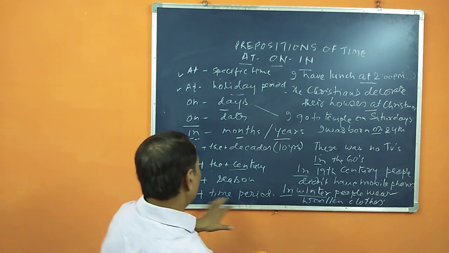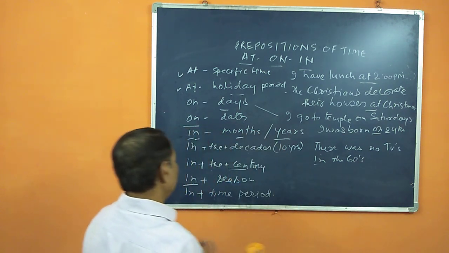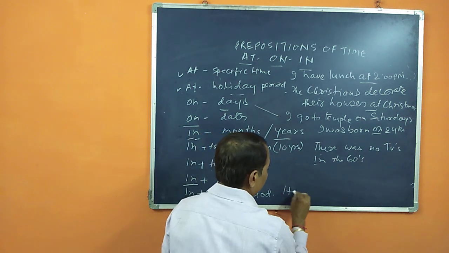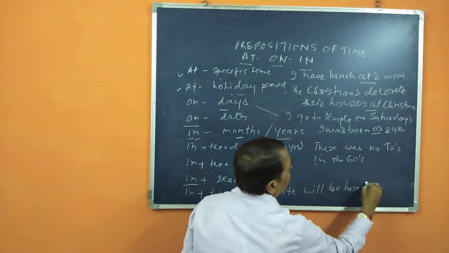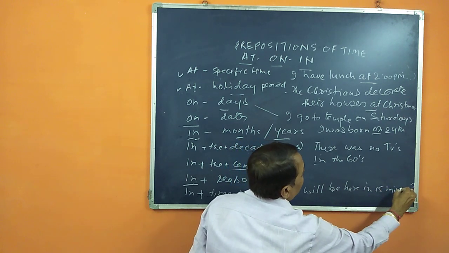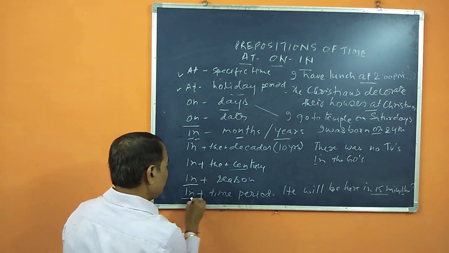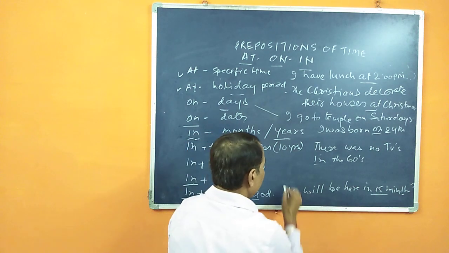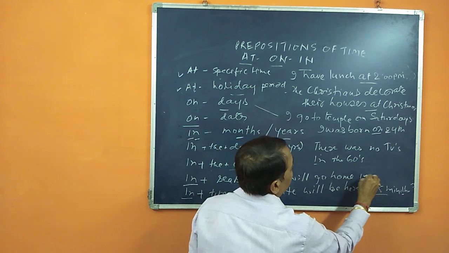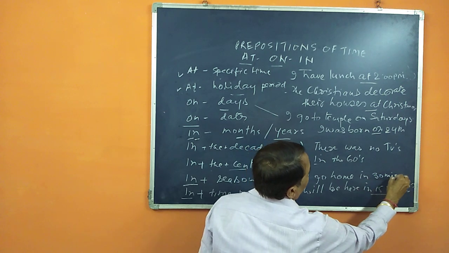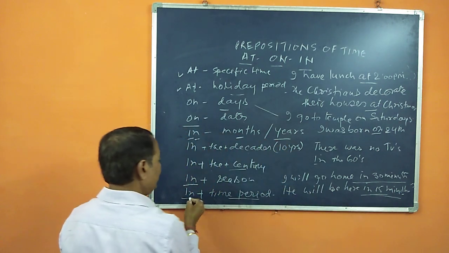In time period also we use in. One example I would like to give you. He will be here in 15 minutes. Here I am using 15 minutes and then I am writing in, because I am using a time period. I will go home in 30 minutes. So it's a time period. When I am talking about a time period, then also we use in.